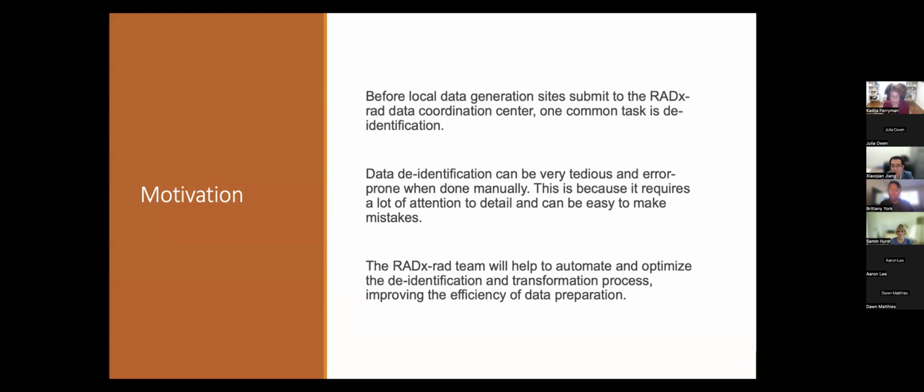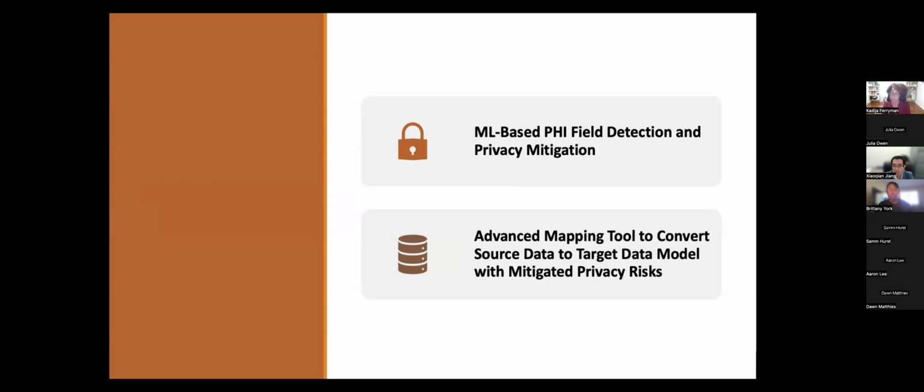So oftentimes we require the centers or data generation groups to de-identify the data. Data de-identification can be a very tedious and error-prone process when conducted manually. And even if you conduct it, you need a second verifier to check whether there are any potential missing elements. So this requires a lot of attention and should be done with the highest level of cautiousness. So we're trying to come up with a method to optimize this process, allowing people to use these tools to speed up and improve the efficiency and efficacy of data preparation before submitting to the data coordination group. In this particular work, we're proposing machine learning-based PHI field detection, and once it's detected, you can design rules to do the mitigation.